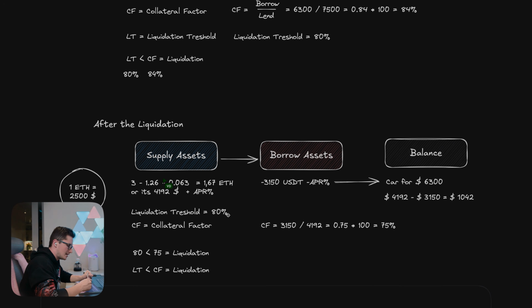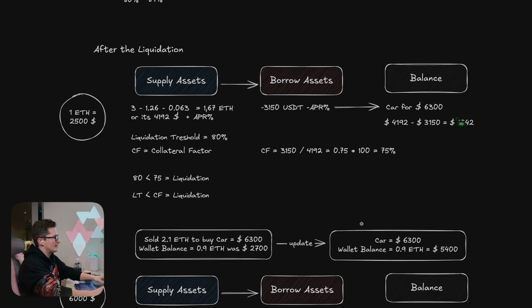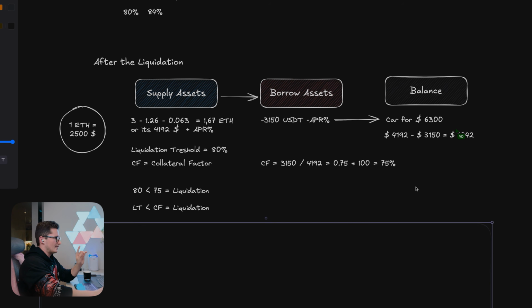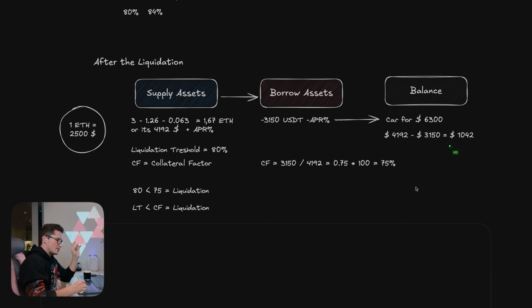What's our balance? Here we have the same car, you remember, and if we repay our debt, 3,150, from our collateral, we will have the difference, $1,042. So this is it.